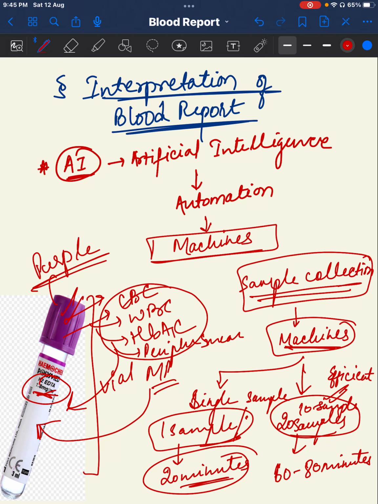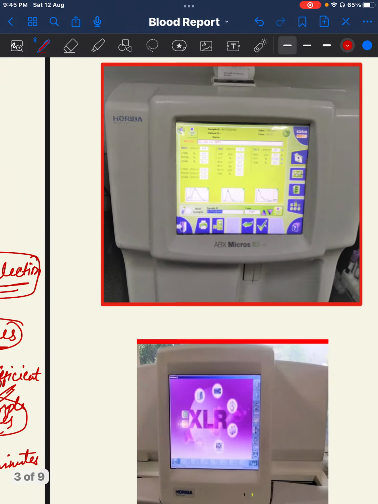Instead of going with one sample at a time. And also, one sample at a time becomes more tedious. So that is a more manual procedure. Okay, so this was about the machine.